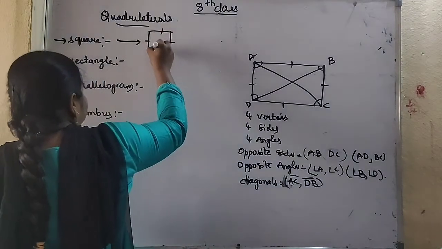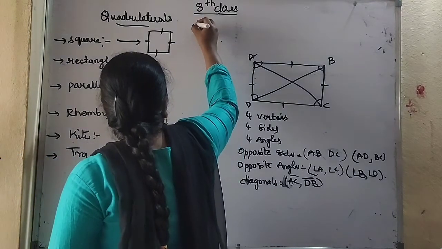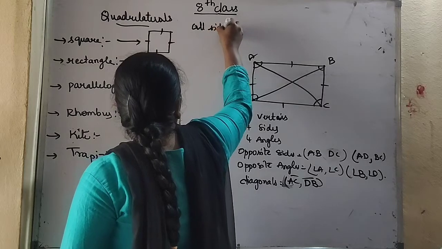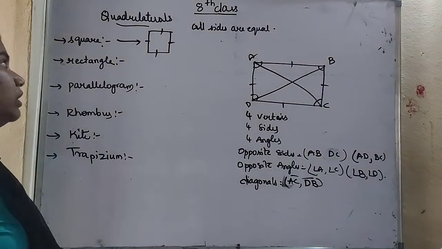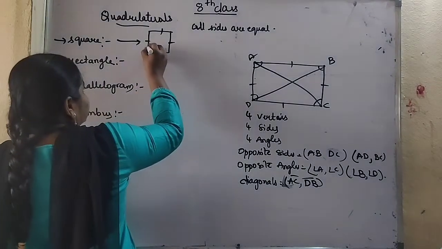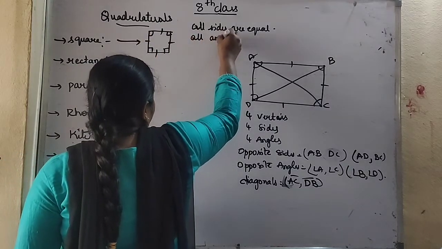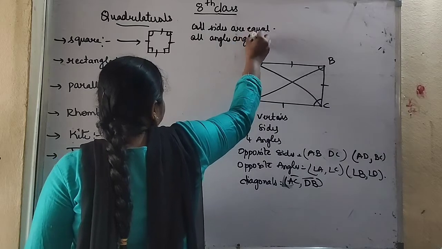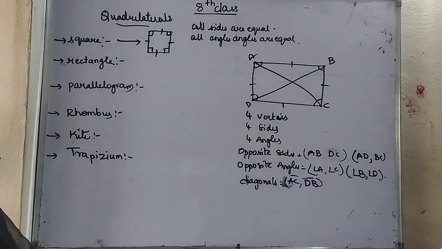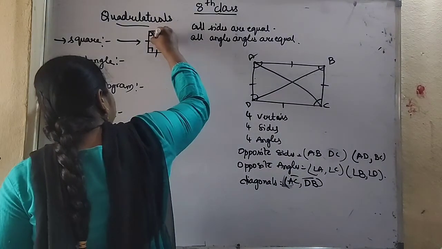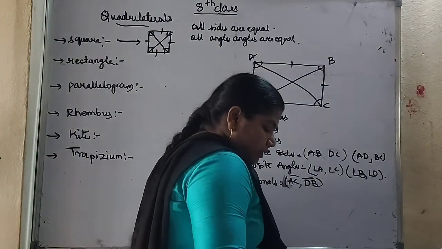All sides will be equal in a square. Yes, the first property is all sides are equal. And what about angles? All angles will be equal to 90 degrees only. So all angles are equal. Okay, all sides are equal, all angles are equal. So what about diagonals? These are the diagonals.